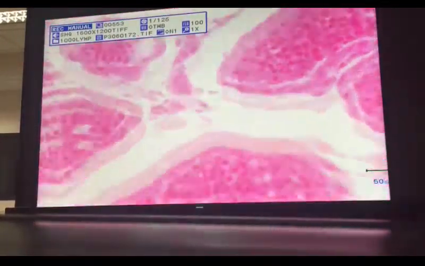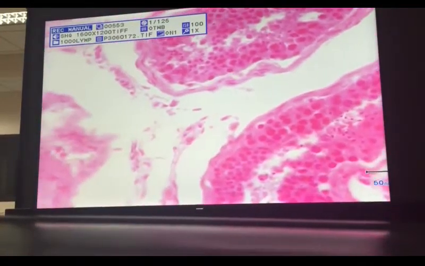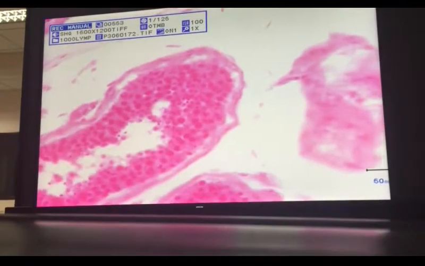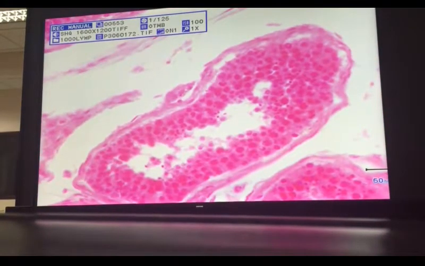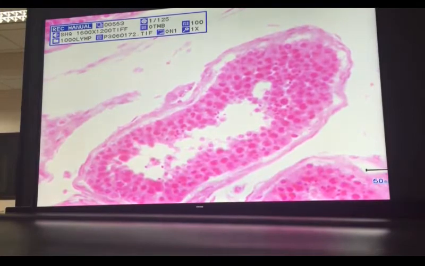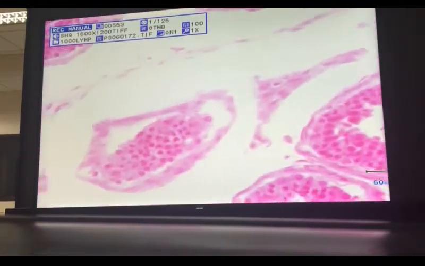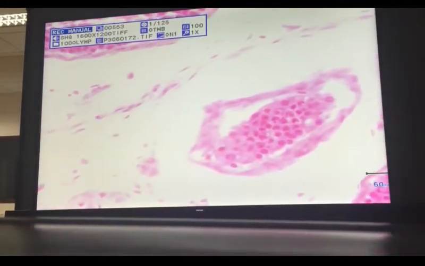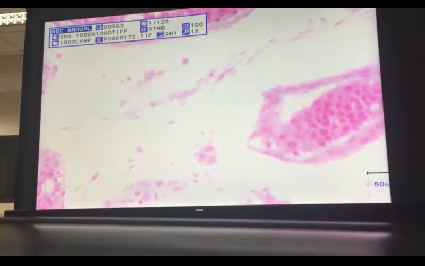Masyadong makitang Sertoli cells. Anyway, remember that the shape of the Sertoli cell is pyramidal. And then inside the seminiferous tubule, the largest is the Sertoli cell. Pero among the spermatogenic cells, the largest is the primary spermatocyte.